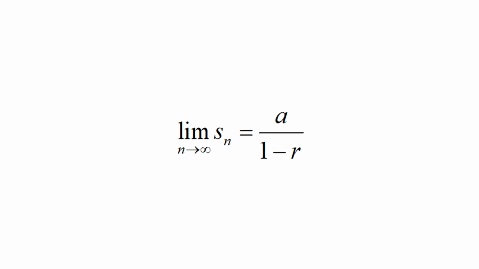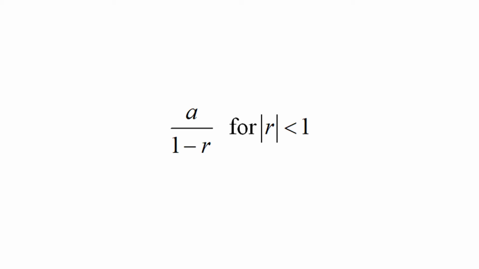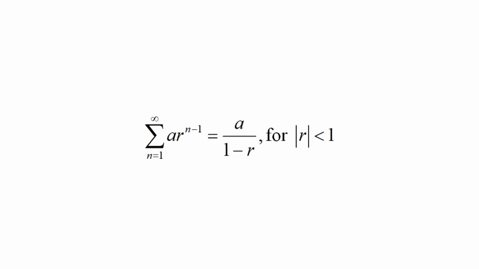That is, the sequence Sn of partial sums converges to a upon 1 minus r. Hence, the given series also converges to a upon 1 minus r for absolute value of r less than 1. In other words, summation a r^(n minus 1), where n is from 1 to infinity, equals a upon 1 minus r for absolute value of r less than 1.